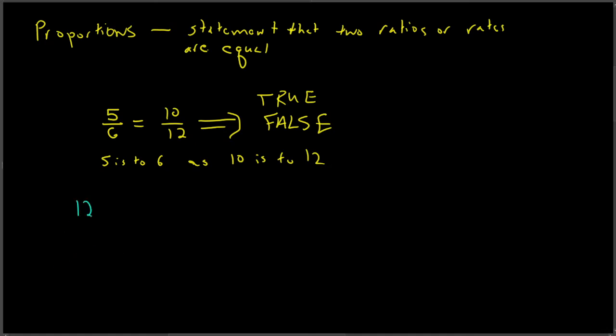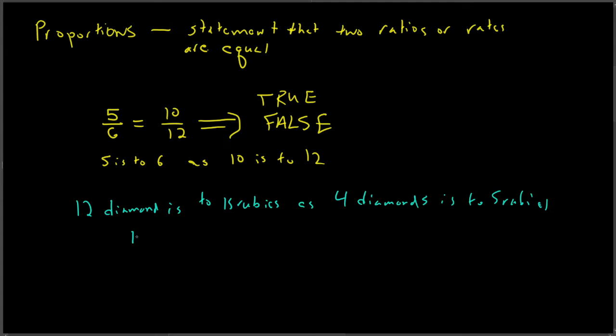We could say 12 diamonds is to 15 rubies as 4 diamonds is to 5 rubies. And so we would write 12 to 15 equal to 4 to 5, where these are diamonds and these are rubies on each side of the equation.